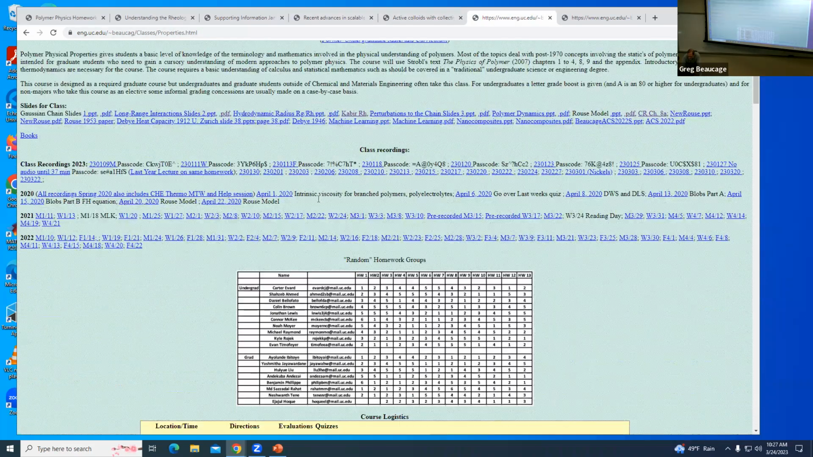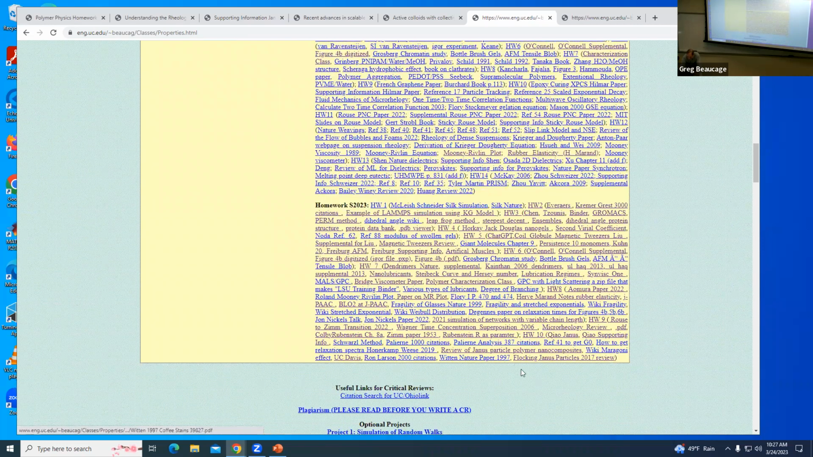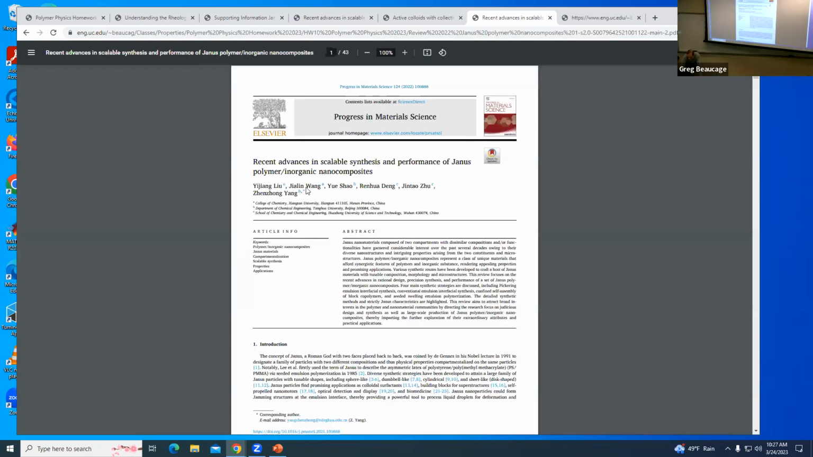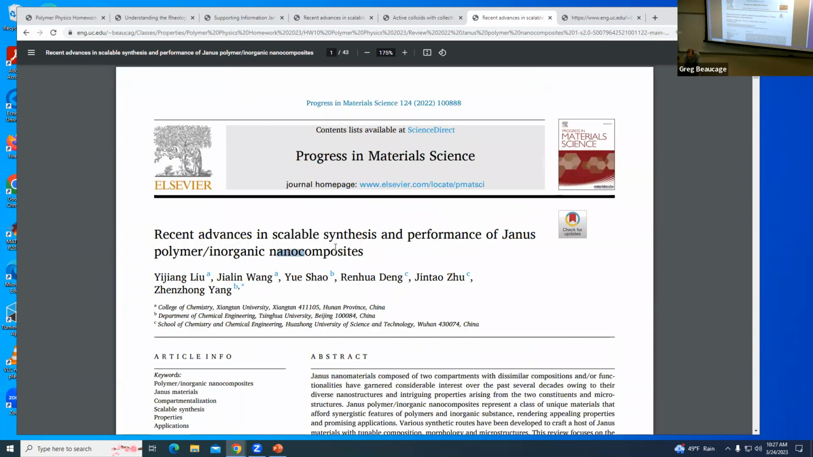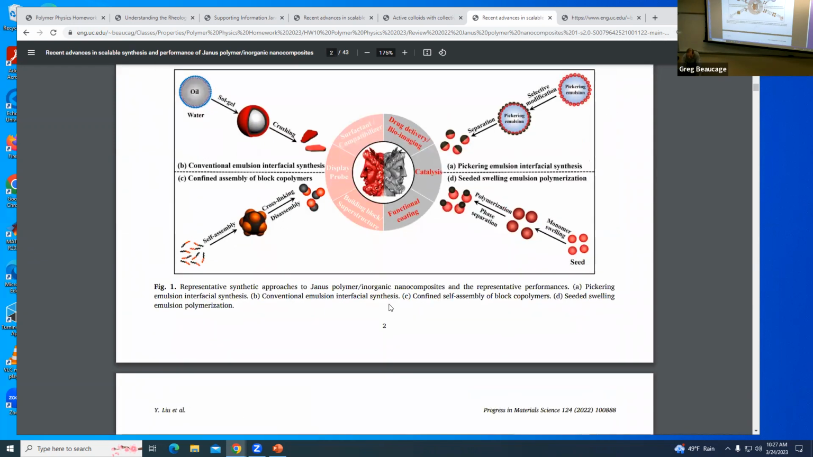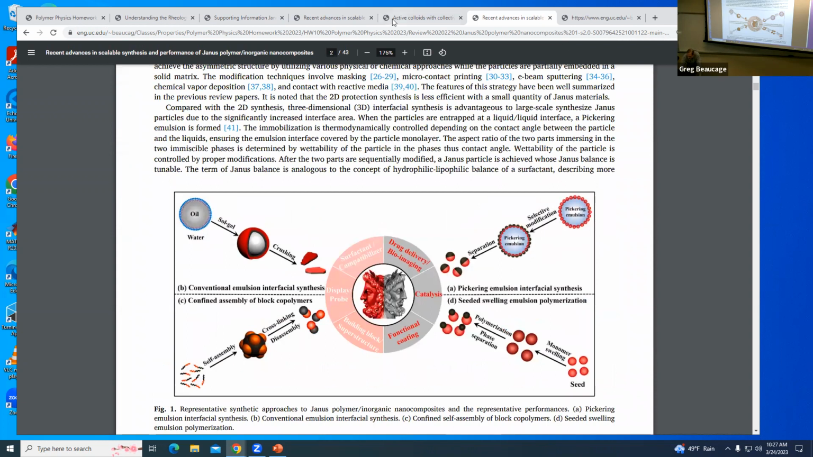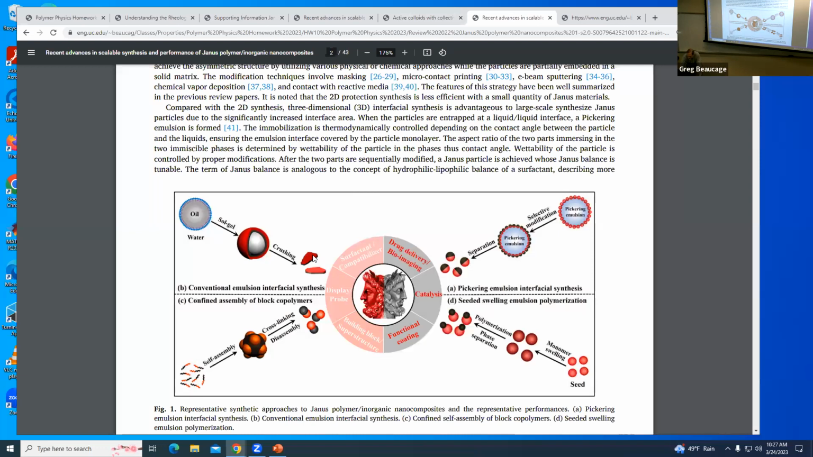Another aspect is the nanocomposite end of it. There are a lot of useful topics in this paper. This is a review of just the nanocomposites, not the nanoparticle thing. The other review is the flocking. This one is the composites.